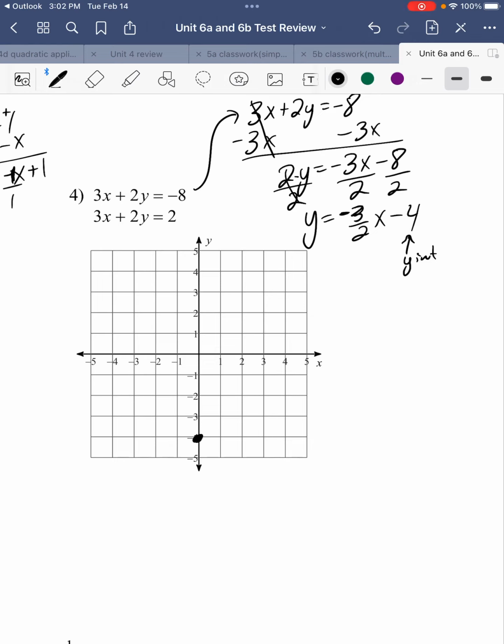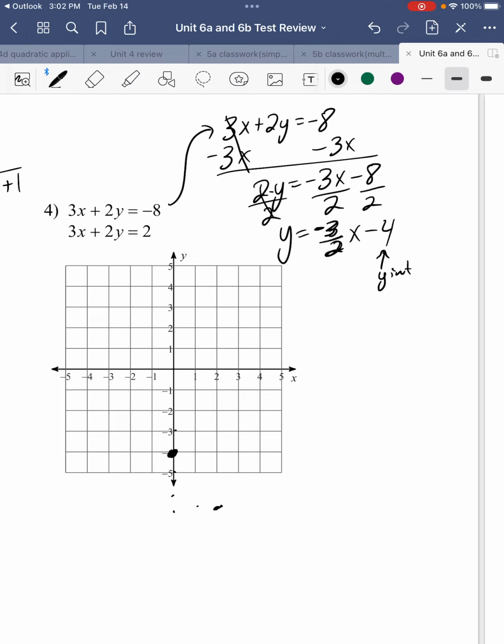And then my slope is down 3, and right 2. I can't go down 3 and right 2. It's kind of off the graph, and that wouldn't make a very good graph. So instead of down and right, I can go up and left. Up and left.